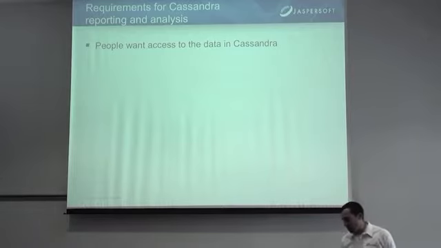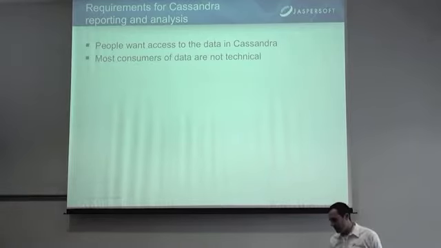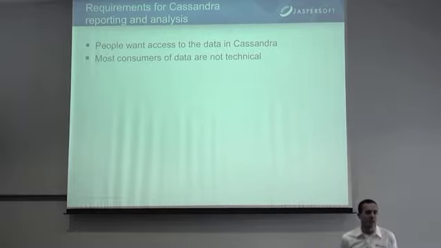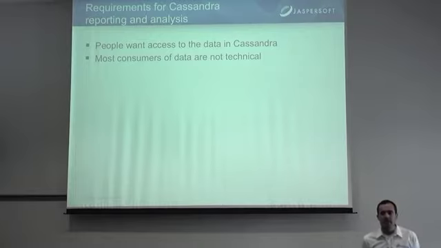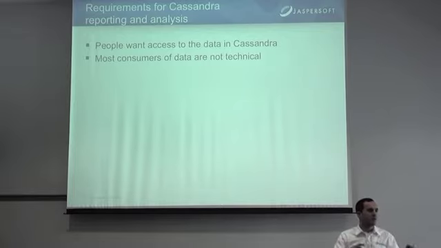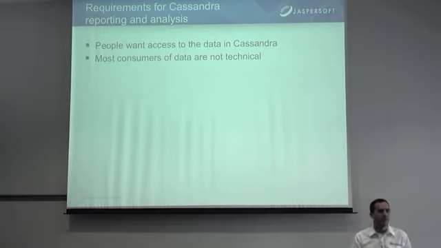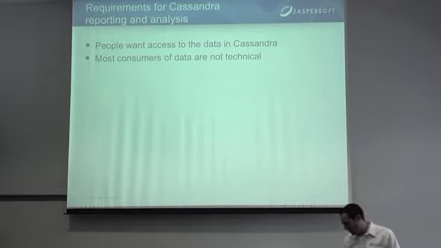So people want access to the data in Cassandra, and as far as I see it, most consumers of that data are not going to be technical. So you have data scientists at the top of a pyramid of users. At the base of those users are folks who are not technical, the people who are working for marketing, who are working for areas where they're not developers, they don't have access to the data.